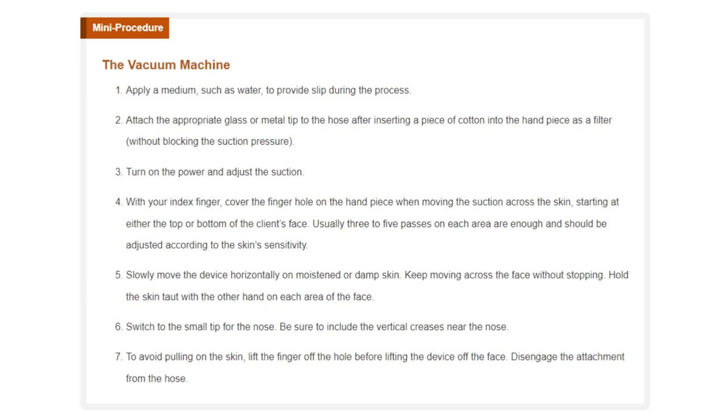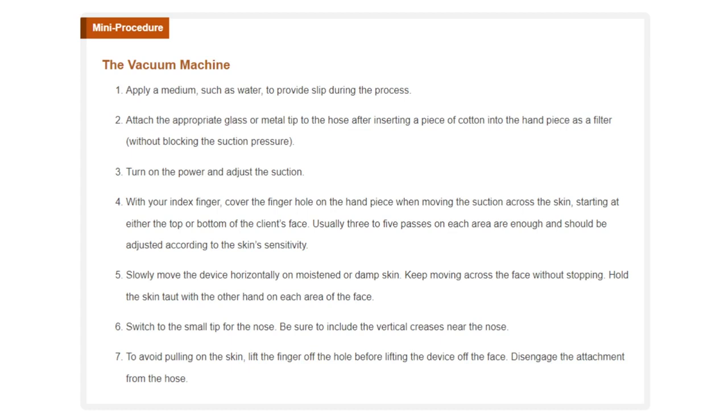Apply a medium, such as water, to provide slip during the process. Attach the appropriate glass or metal tip to the hose after inserting a piece of cotton into the handpiece as a filter, without blocking the suction pressure. Turn on the power and adjust the suction. With your index finger, cover the finger hole on the handpiece when moving the suction across the skin, starting at either the top or bottom of the client's face.